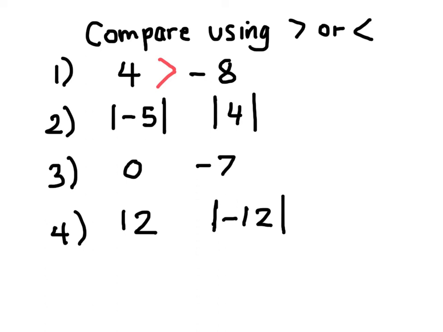All right, now we're comparing the absolute value of -5 and the absolute value of 4. So which symbol goes between? No, it's not less than. It's greater than again, because the absolute value of 5 equals 5, the absolute value of 4 is 4, and so 5 is a greater number than 4.